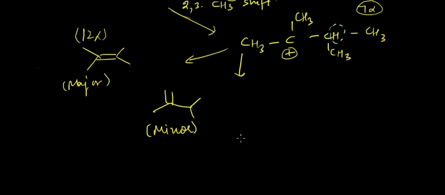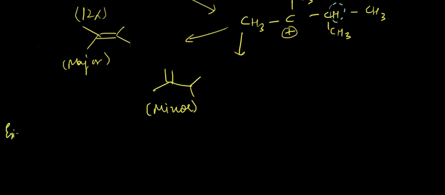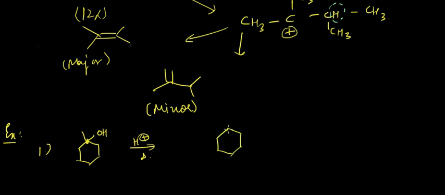Okay, so let's look at another example. So let's say we have something like this, this OH, and in presence of H plus we heat it. What will happen is this would get a positive charge, a carbocation here, so this would be the major product. Which one? This one would be the major product.